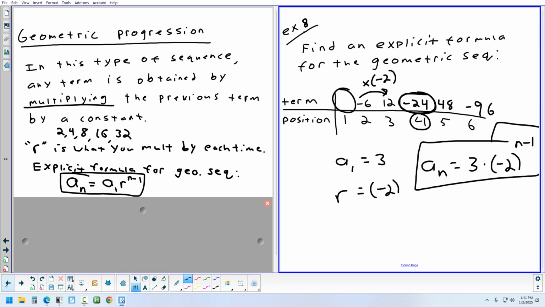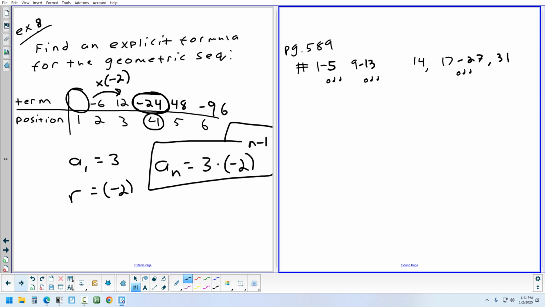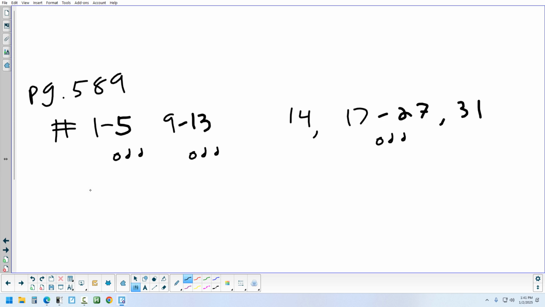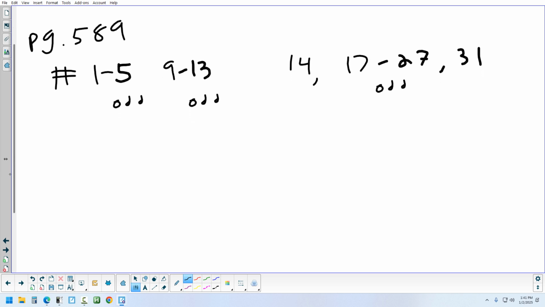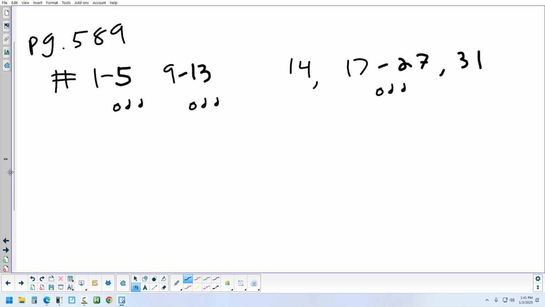So tomorrow we're going to do half of 11-2, and that's the last lesson in the algebra part of the class. And it's a perfect place to end because we're at the halfway. Do we have a test tomorrow? No test tomorrow. So homework, just be careful when you write it. There's a lot of odds. So it's 1 through 5 odd, 9 to 13 odd, 14 is the only even, and then 17 to 27 odd, and 31.